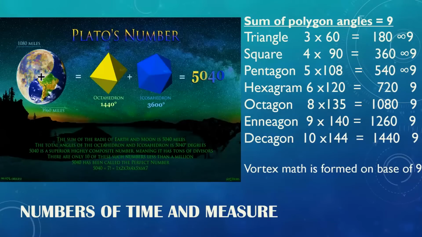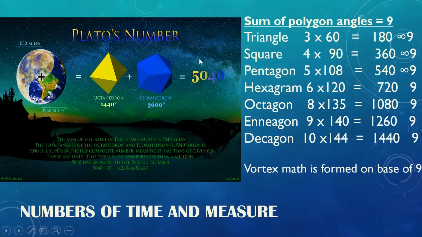There's another outstanding number called Plato's number, and it is 5040. It's also the sum of the radii of the Earth and the moon, which is also the sum of the octahedron and the icosahedron. There's a scholar named Russell who worked with this, William Russell.